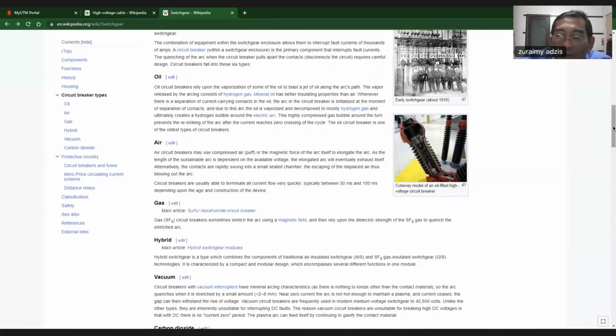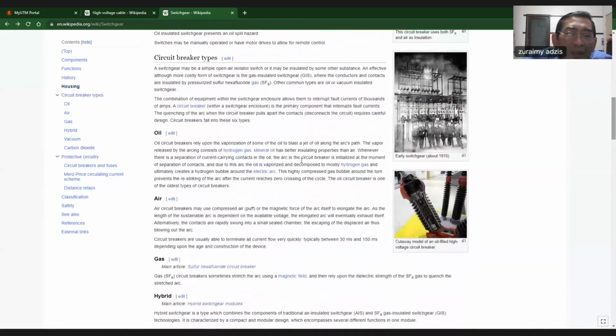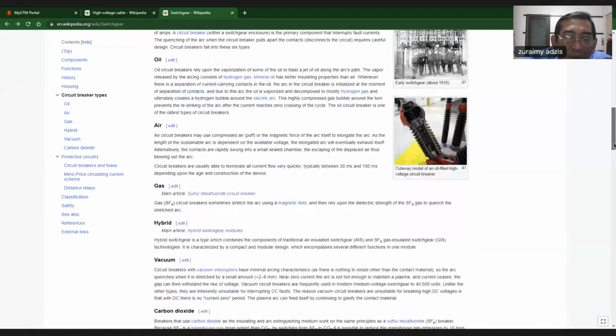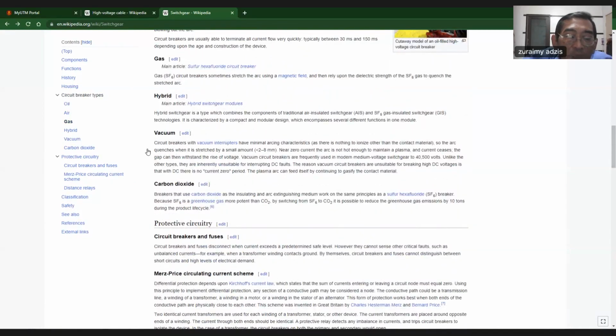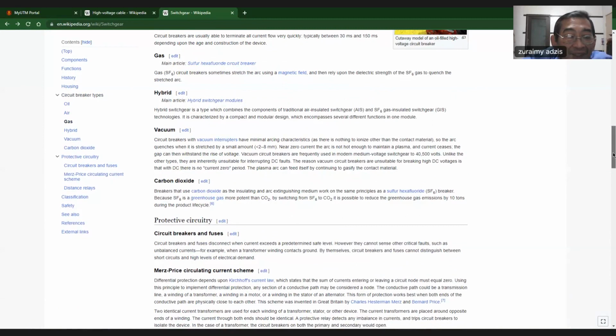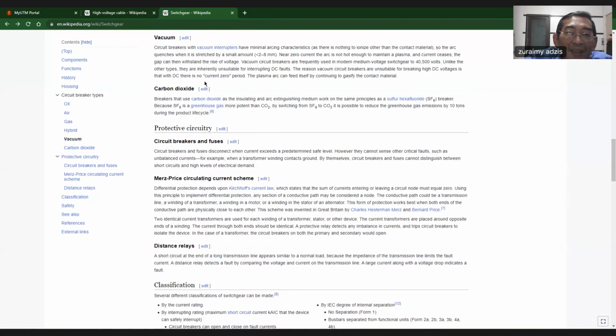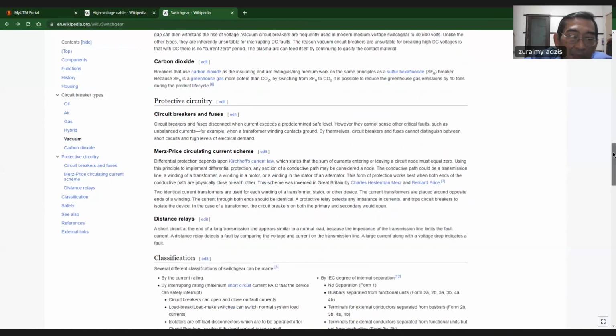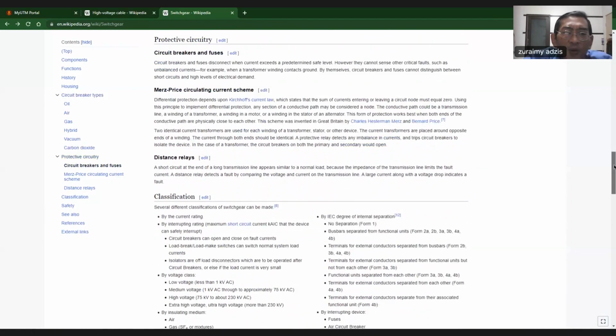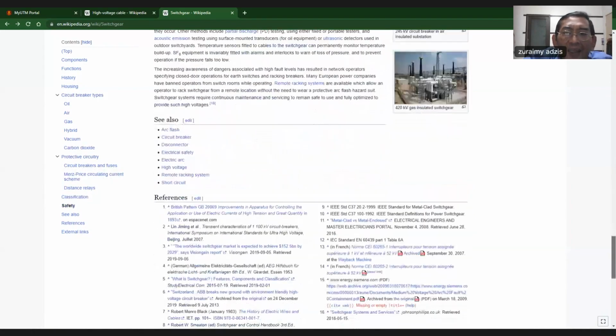So the insulation can be, as you can see here, oil, air, gas, which is SF6. What else? Hybrid, a mixture, vacuum, nothing within. So you expect arcs to be not that big when there's no oxygen, right? Carbon dioxide is insulating as well. Protective circuitry, circuit breaker and fuses. So that's why it's called a switchgear. It has a circuit breaker, fuses, control circuits, distance relays, and so on.